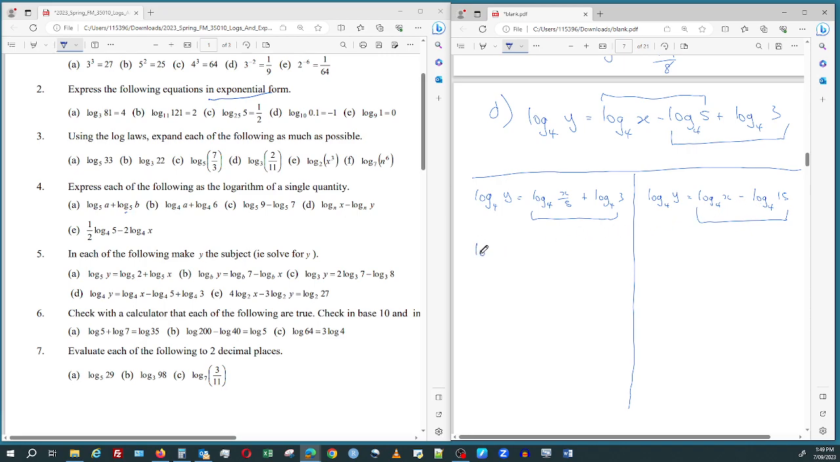So we get log base 4 y. They're a sum, so we're going to end up with 3 times x over 5. So log base 4 3x. If you think about a product x by 5 by 3, what would you end up with? 3x over 5.